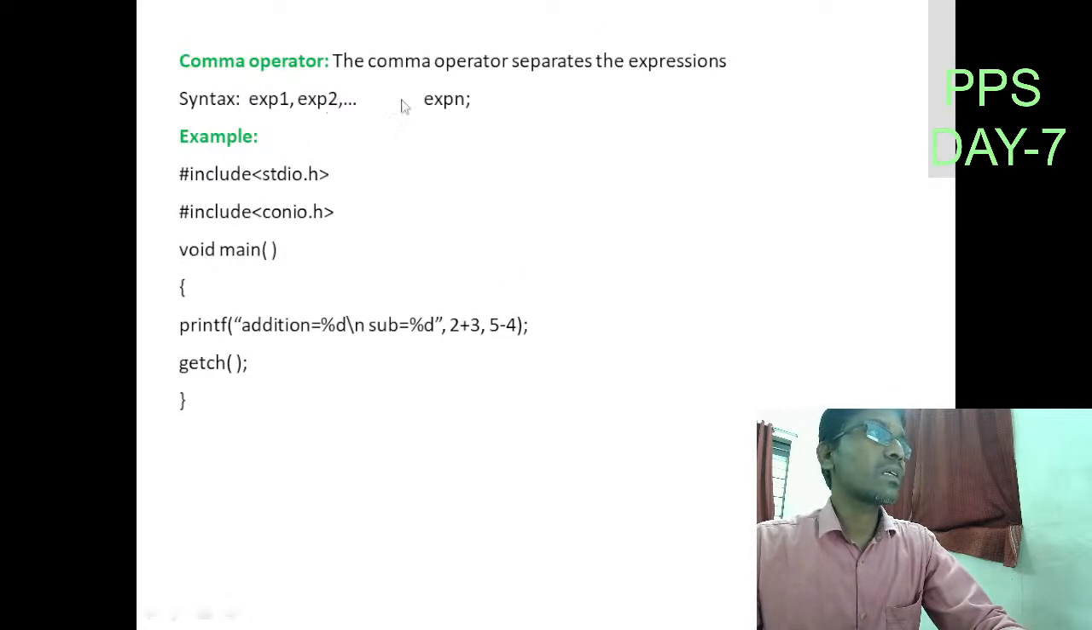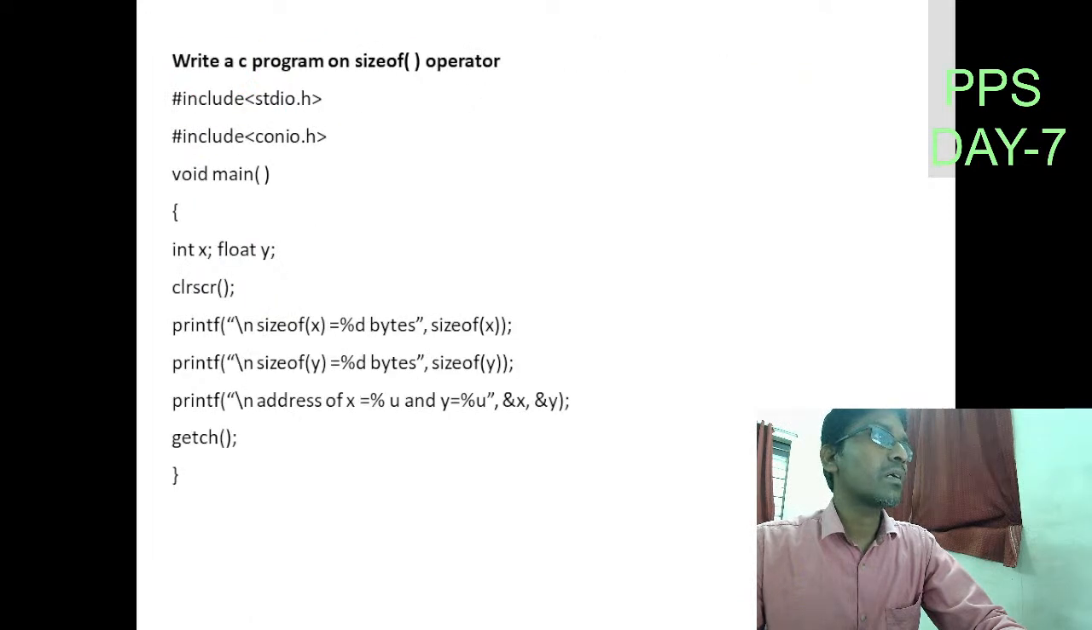And the second one is the comma operator. The syntax is like variable 1 comma, variable 2 comma, and so on. A simple example is 2 plus 3 comma 5 minus 4, or you can use a comma b comma c. With the help of a comma symbol, you separate variables, or separate identifiers, or separate expressions like 2 plus 3 comma 5 minus 4. So that is the comma operator.